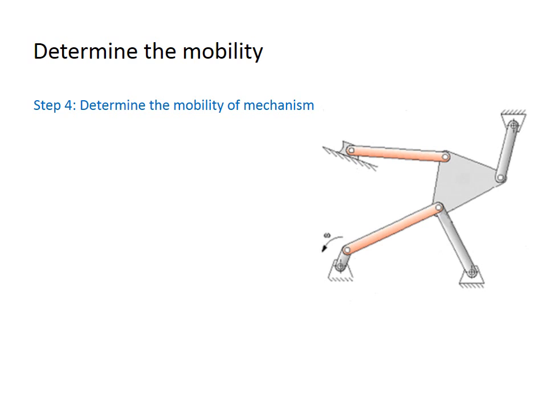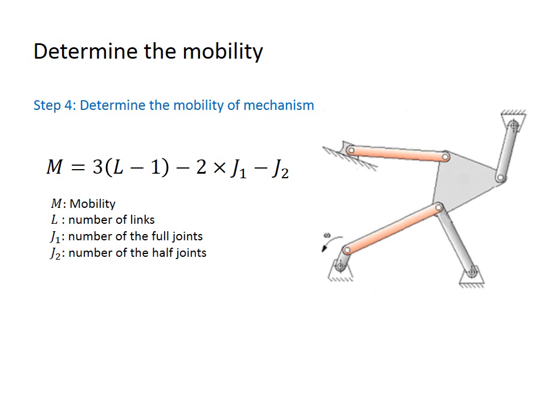The next step is to determine the mobility of the mechanism. Using the Grubler formula, we know that the mobility or degree of freedom of the mechanism is equal to 3 times (L minus 1), where L stands for the number of links, minus 2 times J1, where J1 stands for the full joints, minus J2, which is the number of half joints. In this mechanism, we have 8 links and 10 full joints, so the mobility of the mechanism is 1. In other words, it means that we need only 1 independent input to control this mechanism or determine precisely the position of other links.